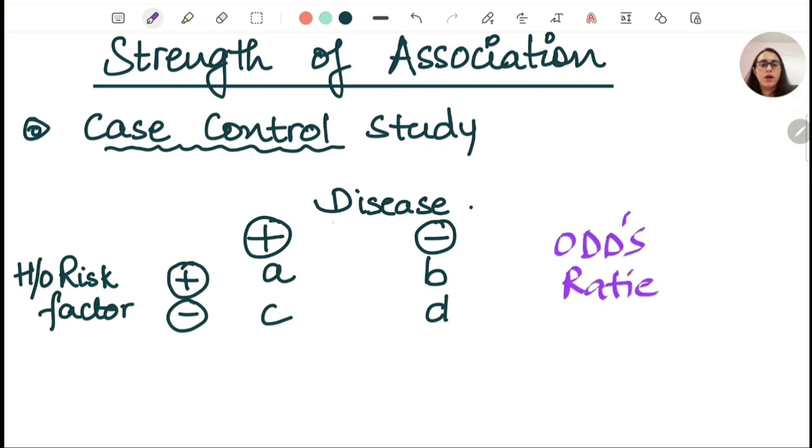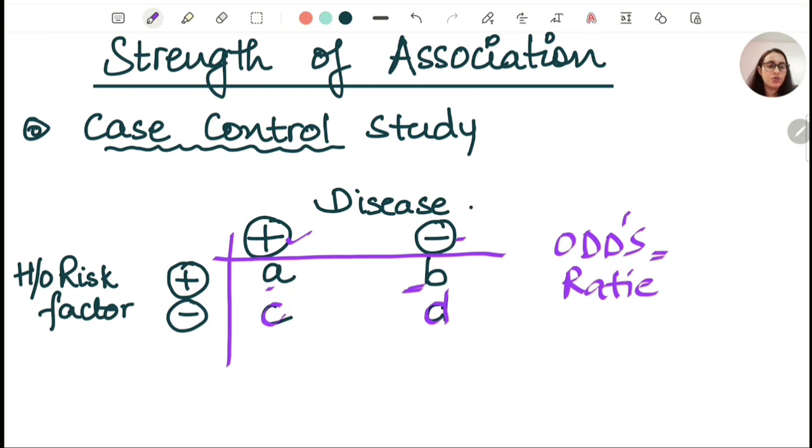So if you make a table between disease and non-disease, risk factor and non-risk factor. People having disease with a risk factor is A. People not having disease but still having risk factor, for example, people not having lung cancer but smokers, will be B. People having disease but non-smoker, so people having lung cancer but they are non-smoker, that means risk factor is absent but the disease is present. So they are C. And the people who do not have disease and do not smoke, so this is going to be D, non-disease, non-risk factor.